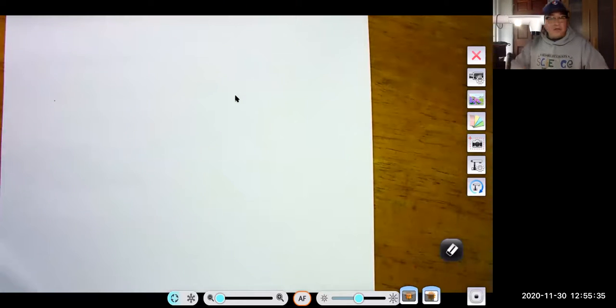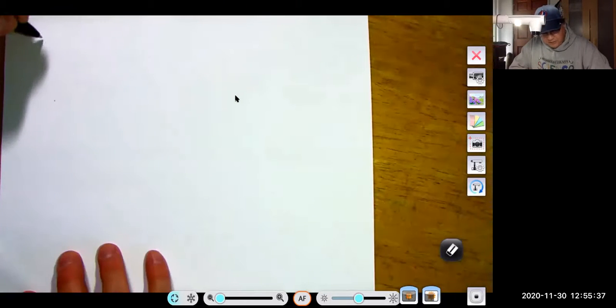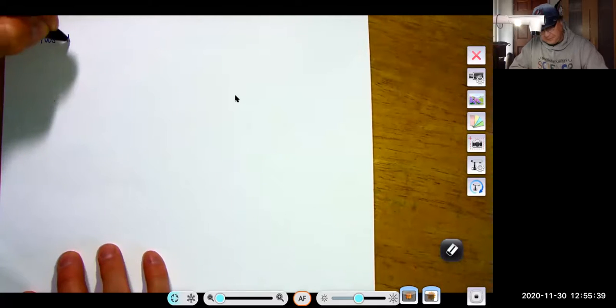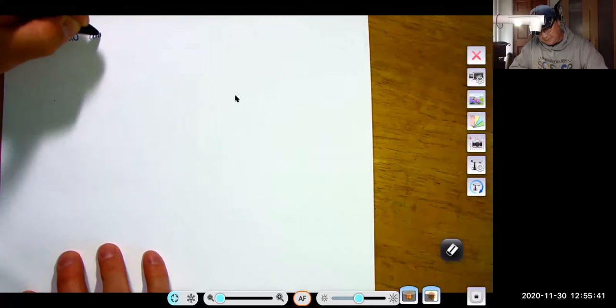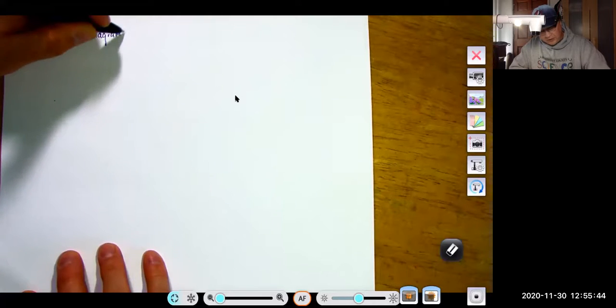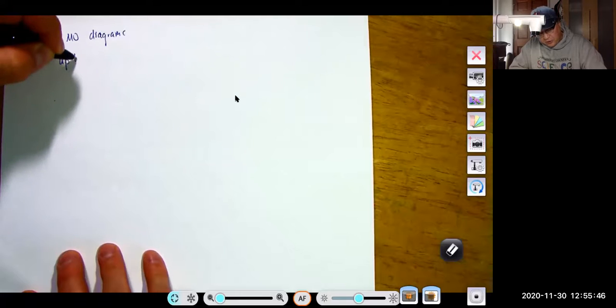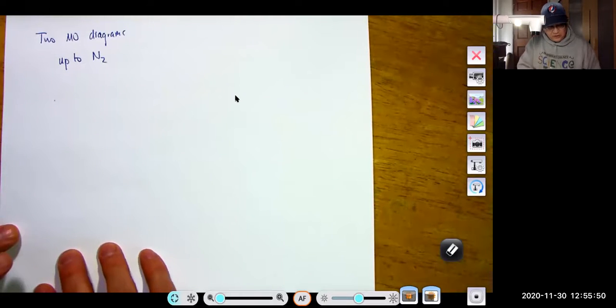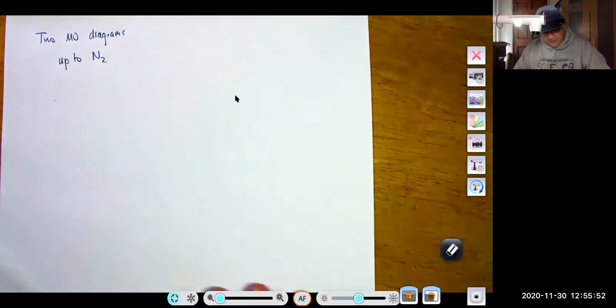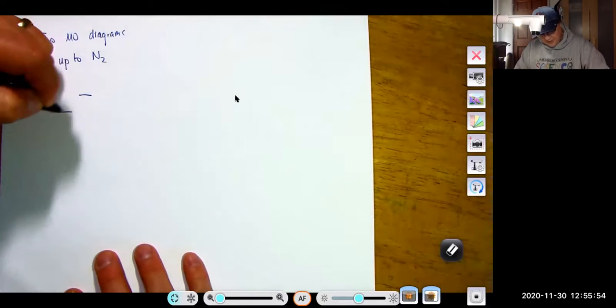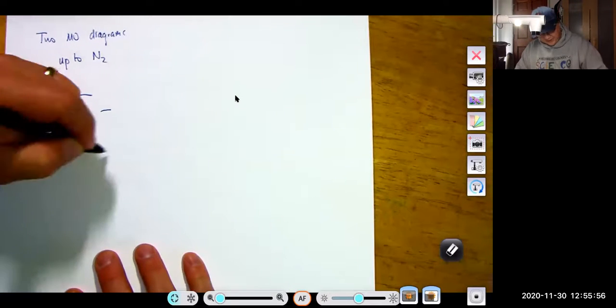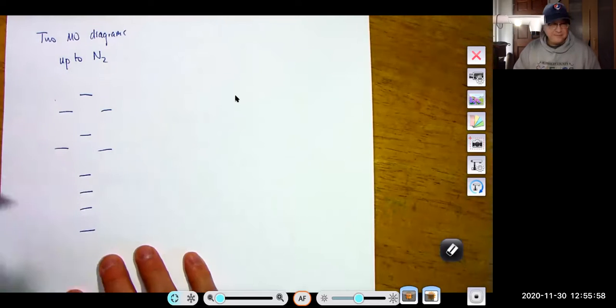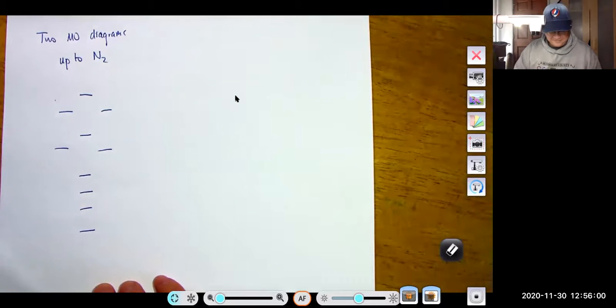Let's look at the 2 MO diagrams you need to really know. So this is up to N2. So here's the way I remember it. 3 blind mice, 3 blind mice. See how they run? You got that?